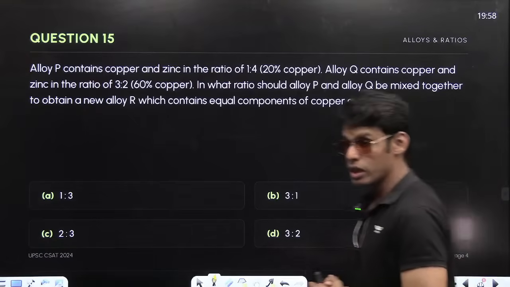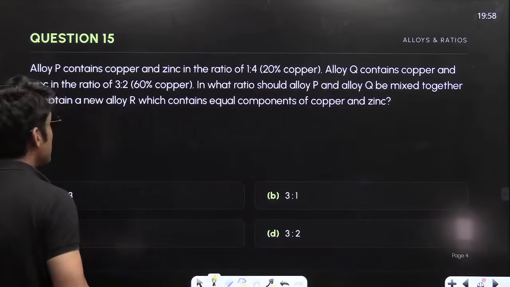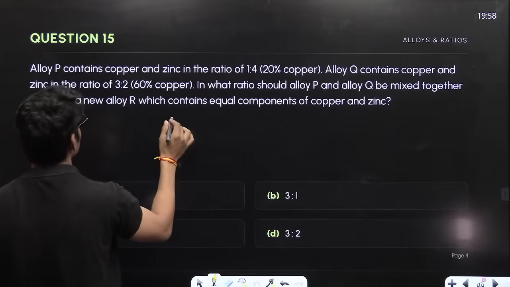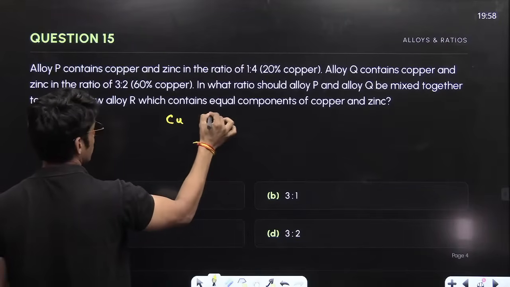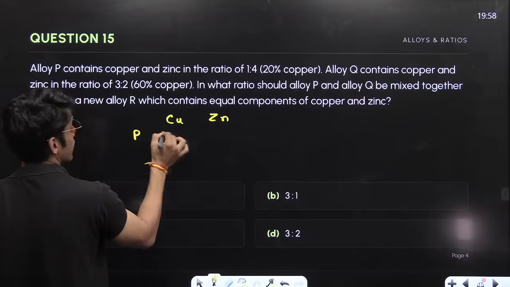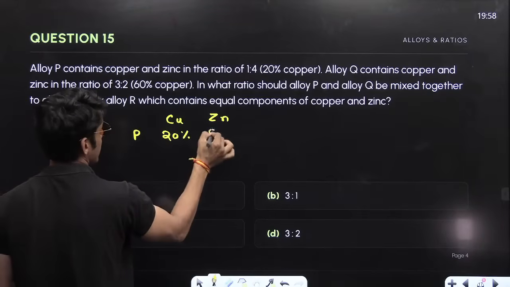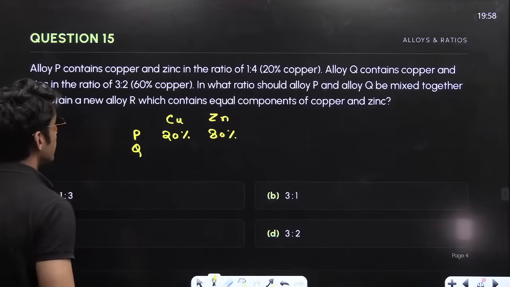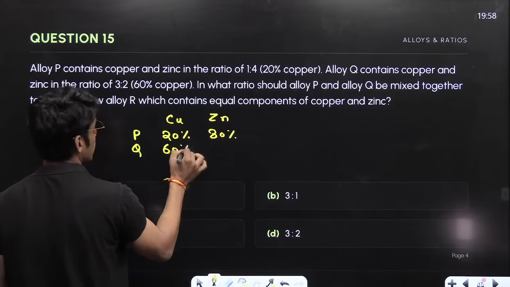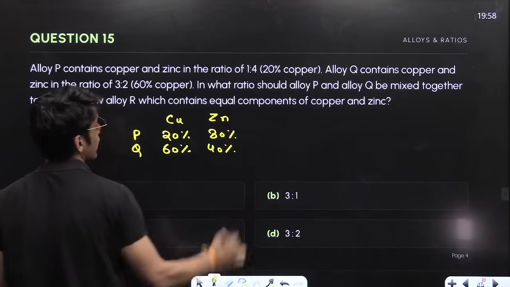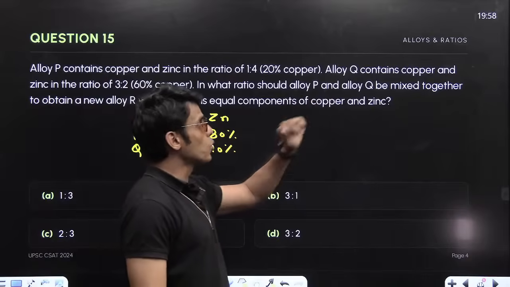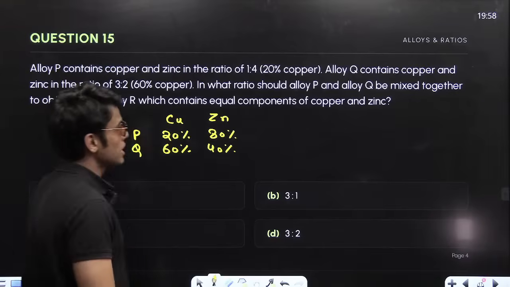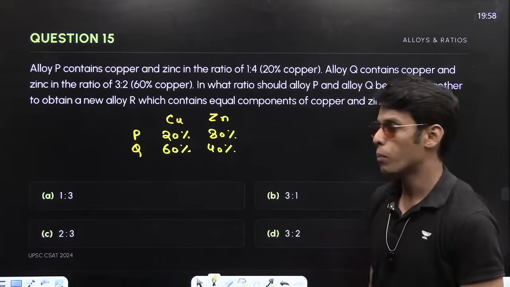Okay. Now this was an easier one. Alloy P contains copper and zinc in the ratio 1:4, basically 20% copper and 80% zinc. Alloy Q contains 60% copper and 40% zinc. In what ratio should alloy P and alloy Q be mixed together to obtain a new alloy R, which contains equal components of copper and zinc?